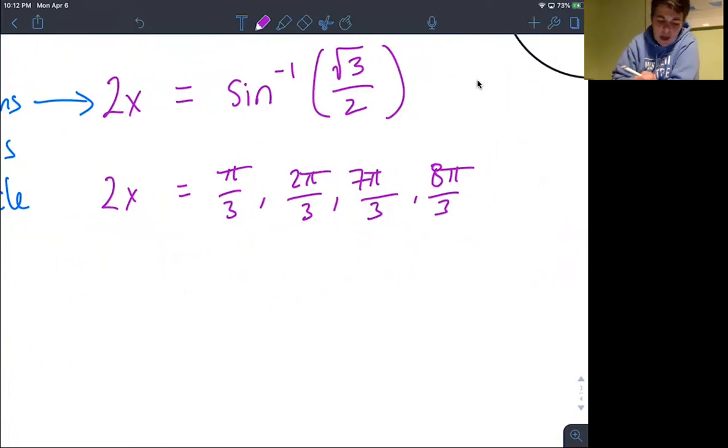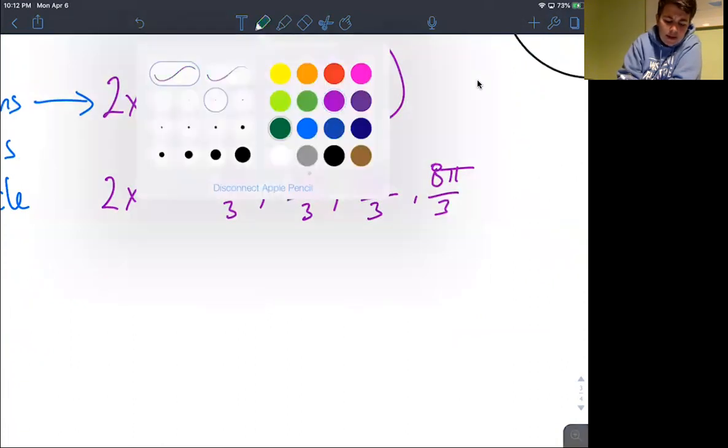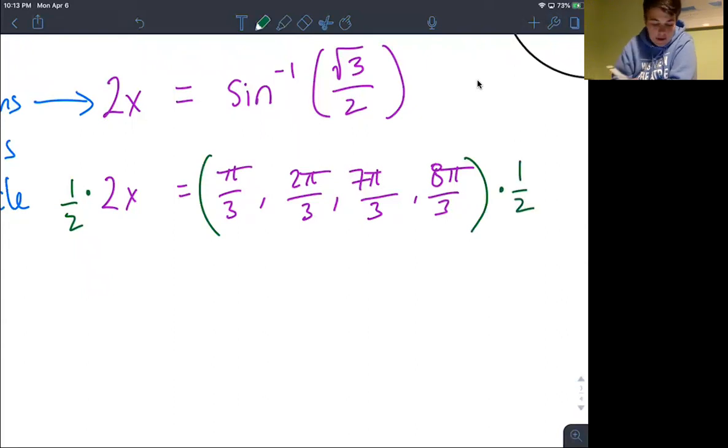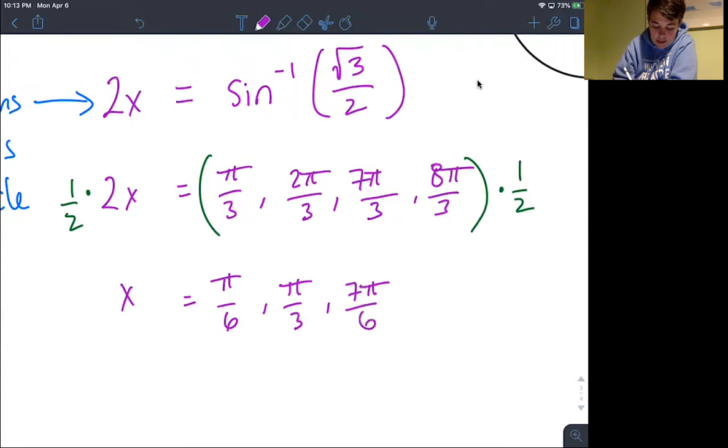I divide by 2. Let's make it a little bit easier. Instead of dividing by 2, I'm going to multiply by 1/2. I'm going to multiply all of these guys times 1/2, right? So when we do that, I get x is equal to pi over 3 times 1/2 is pi over 6. 2 pi over 3 times 1/2 is, what's half of 2 pi over 3? Just pi over 3. 7 pi over 3 times 1/2 is going to be 7 pi over 6. And then 8 pi over 3, half of that is going to be 4 pi over 3.